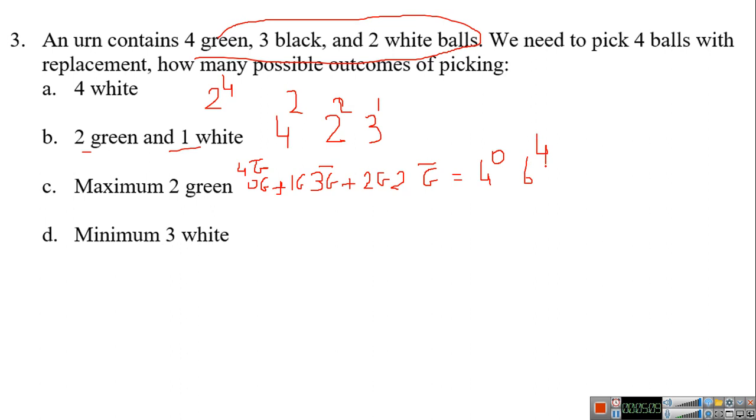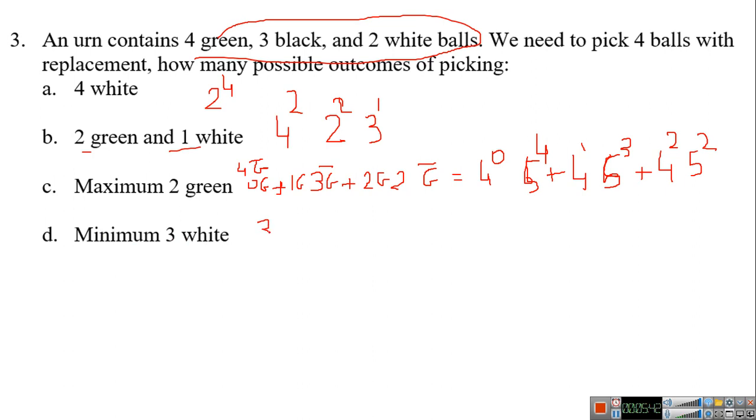So I can have 4 or 1 green, and from the black and the white, sorry, we have 5, not 6. So from the 5 here, I have 1 green and 3 not green, or 2 green, and from the 5, 2 not green. Minimum 3 white.